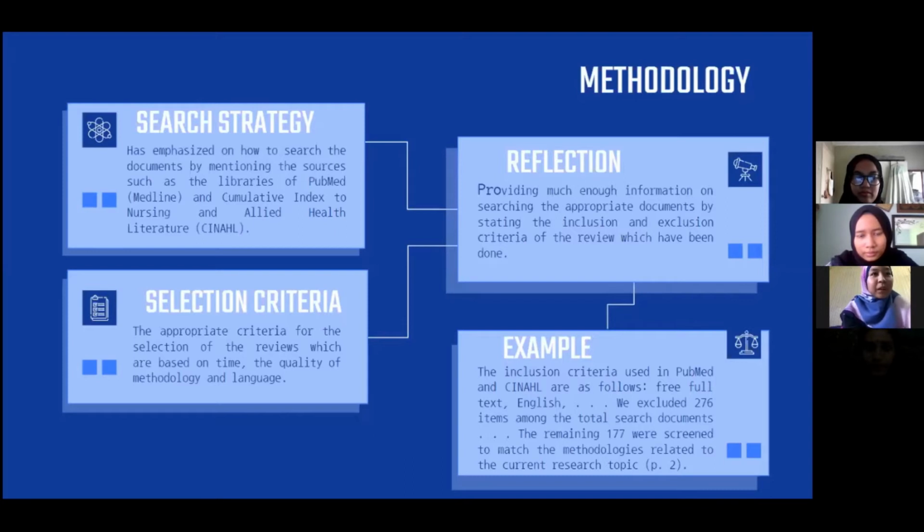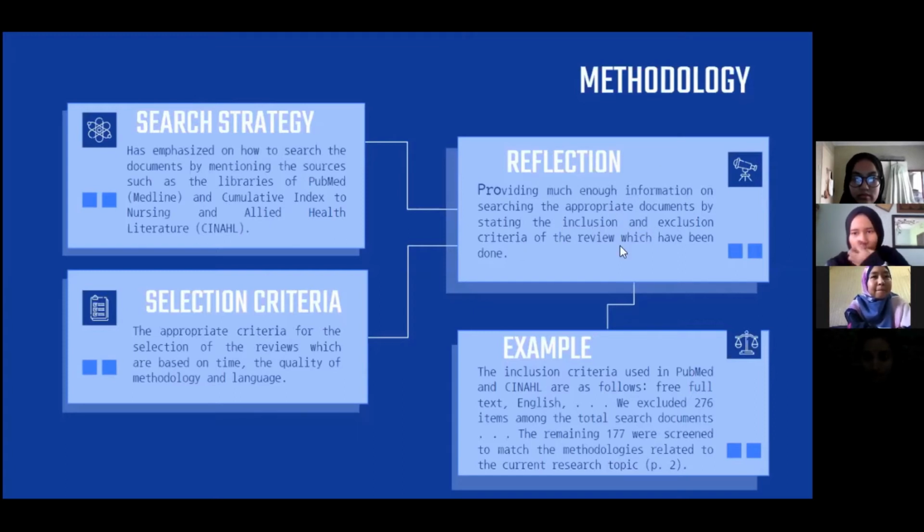Okay, I see. So that was how the study was conducted. So Pirasannah, how clear and insightful the article is, especially in this particular methodology part. The authors clearly provided much information on searching the appropriate documents by stating the inclusion and exclusion criteria of the review which have been done.